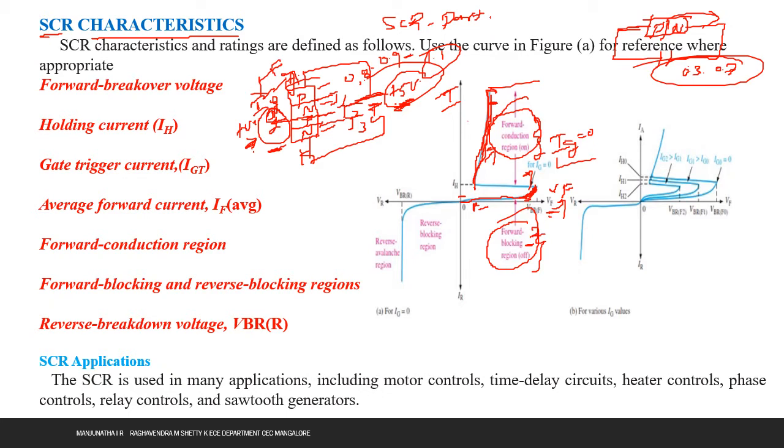So that is what happens when Ig is equal to 0, without taking help from the gate current or gate pulse. Now suppose I take help from the gate current. That I will call Ig1. This Ig1 is greater than Ig0, which was initially 0. Let's say, for example, Ig1 is 1 milliamp.